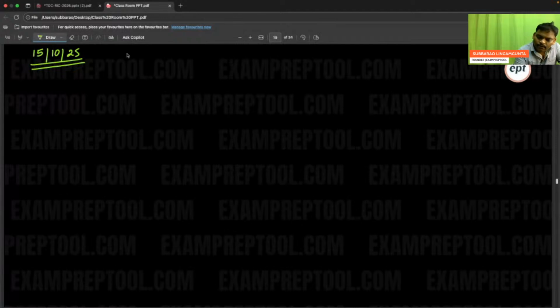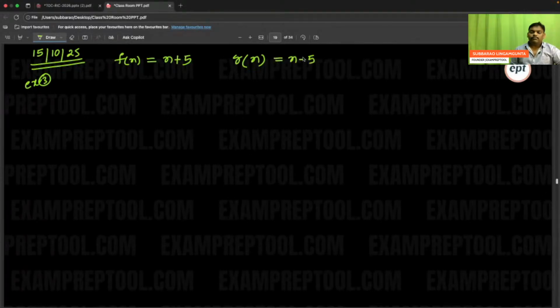Let's take the next problem, example 3. Careful. F of n is equal to n plus 5, and g of n is equal to n minus 5. Now let me try. I want to prove f of n is equal to big O of g of n. Is it possible or not? We'll verify.